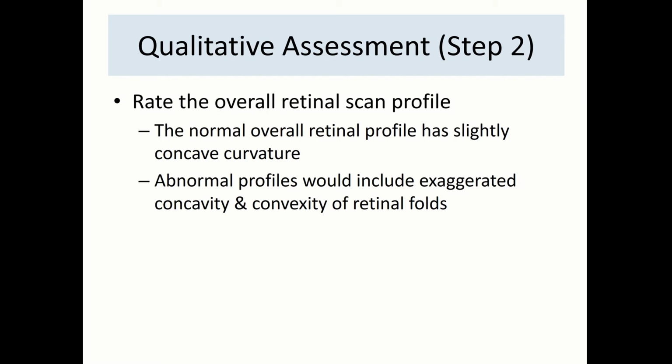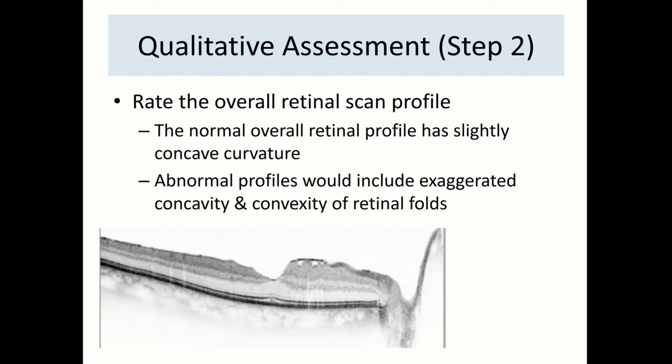Abnormal profiles will include exaggerated concavity and convexity of the retinal folds. Here you can see a central concavity which is present in this patient. This is a patient's OCT. The important thing which you see in the scan is that the foveal depression is not normal. On the medial side, you see there's an epiretinal membrane which is denting the retina and causing distortion of the retina and thickening of the retina on the nasal side.